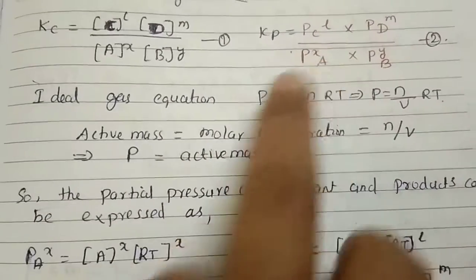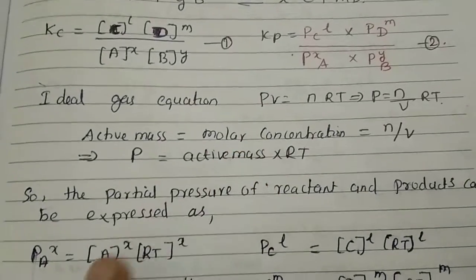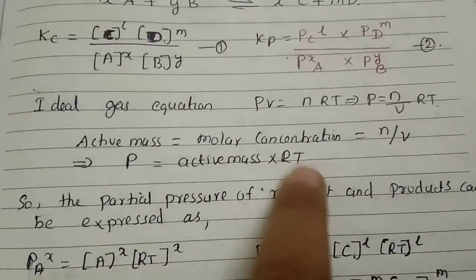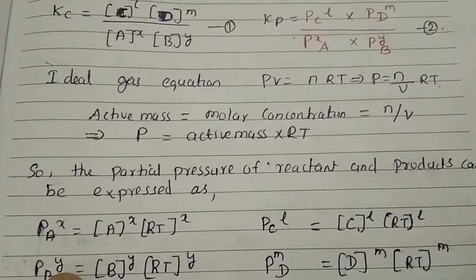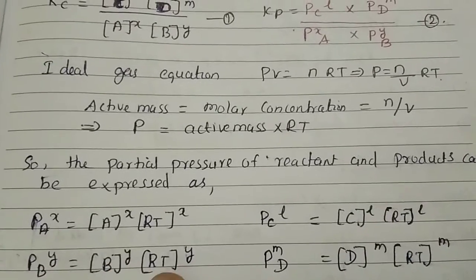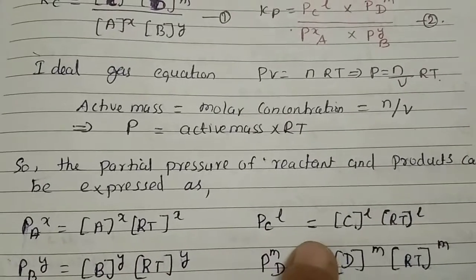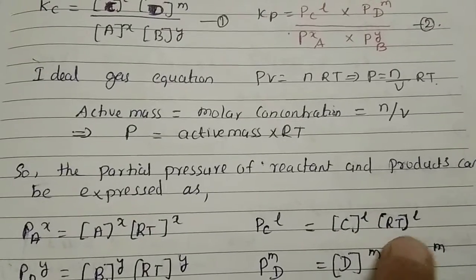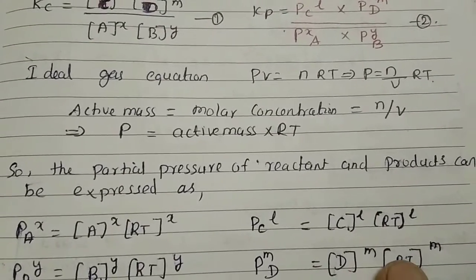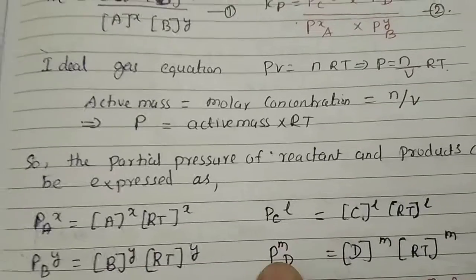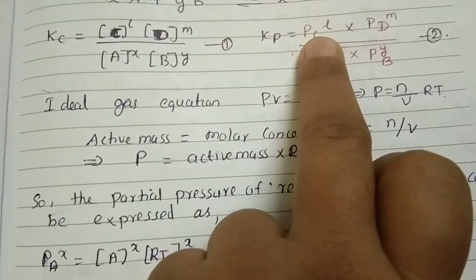So P_A^x equals active mass of A^x into (RT)^x. Like that you have to write P_B^y equals [B]^y (RT)^y. Partial pressure of C equals [C]^l (RT)^l. Partial pressure of D equals [D]^m (RT)^m. So substitute these values in the Kp equation.